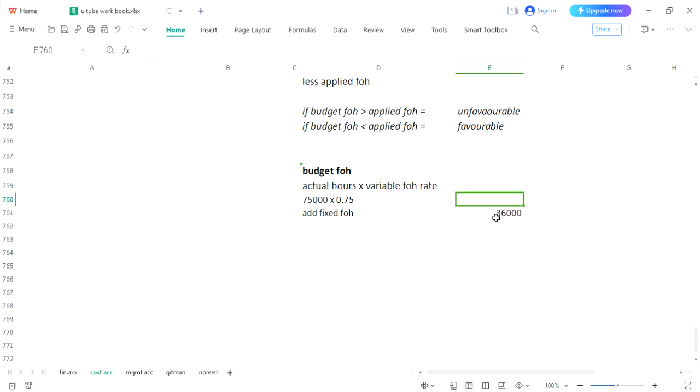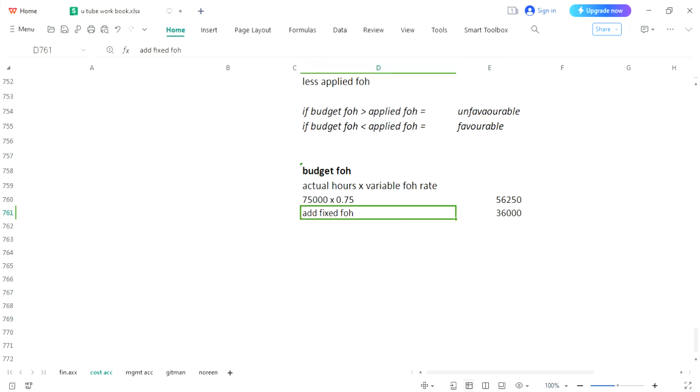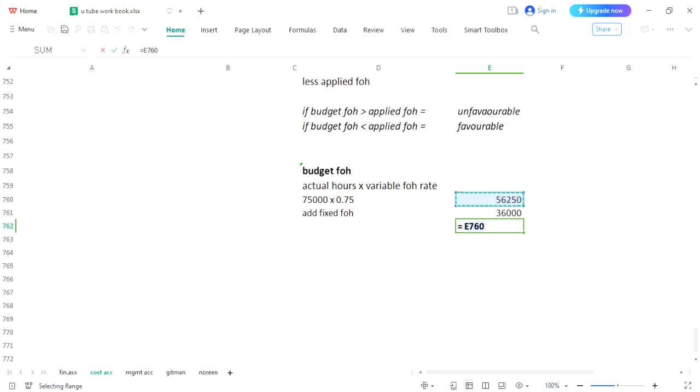And the calculation of this statement: 75,000 would be multiplied by 0.75. So we have both statements and we need to add both of the answers to get budget FH. First is 56,250, then add 36,000, and we have got our budget FH. Everything is similar, but just for today we are not using the format.